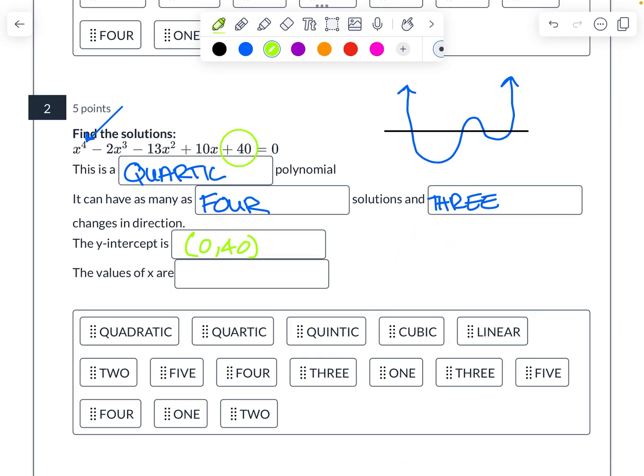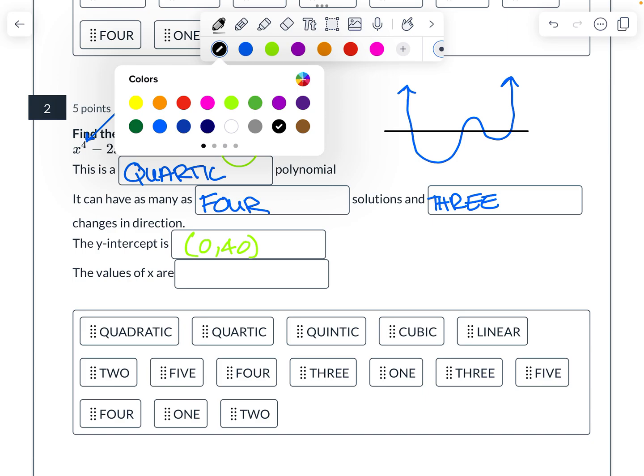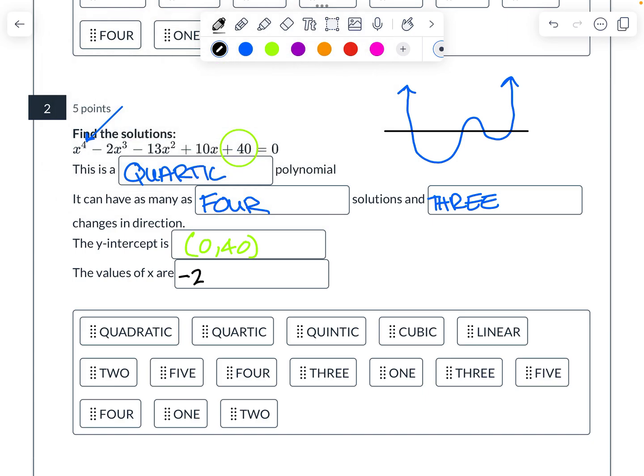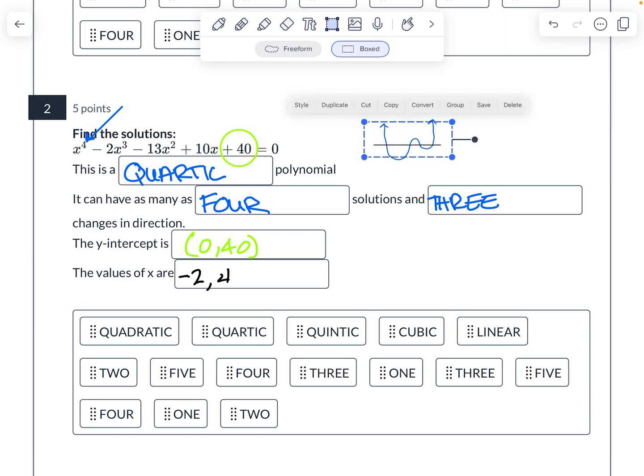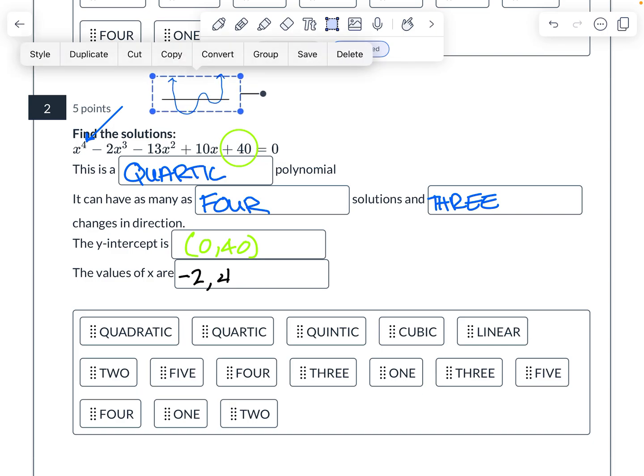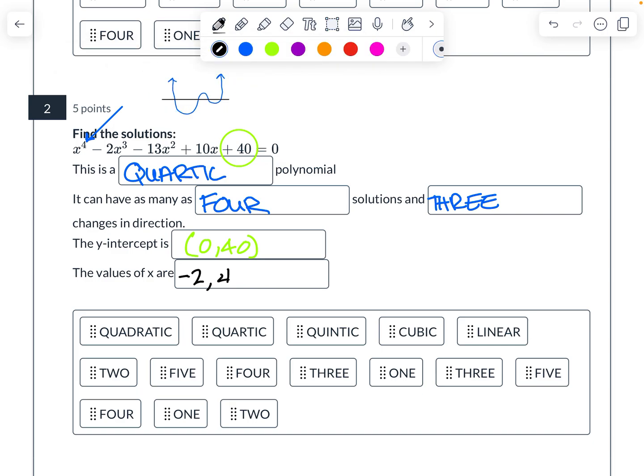So I'm going to go ahead and put those in, -2 and 4. But I'm not sure what the other ones are, so I need to find them. So how am I going to find them? Well, let me move this out of the way because I need this space. I'm going to use synthetic division, and I'm going to start with -2 because I know that's one of my answers.